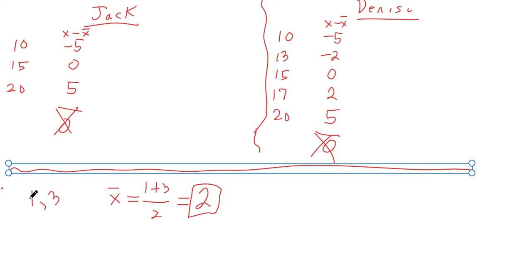Well, if I do each of these minus the average, so if I do 1 minus 2, and then I also do 3 minus 2, and I do the absolute value of each of these, which just makes the number positive instead. 1 minus 2 is negative 1, which makes it positive 1. 3 minus 2 is 1, which makes it 1.